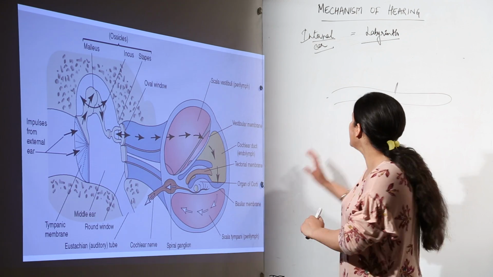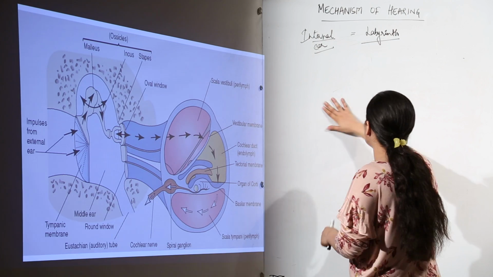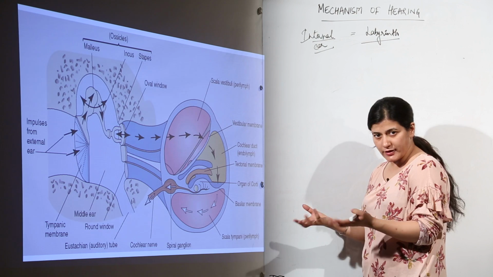Okay, that is clear. Now, what is inside the labyrinth? What is this entire internal ear all about? First of all, before coming to this part, we have to see the composition of the labyrinth.